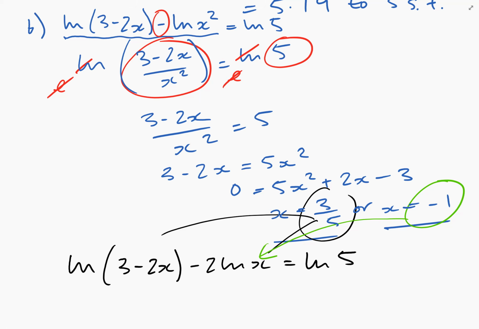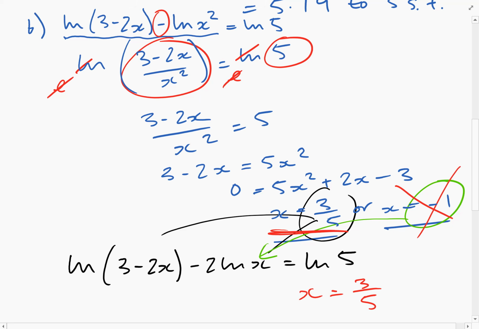So because of that, there is only one solution to this question, which is x equals 3/5. So you should just leave your final answer as x equals 3/5. Don't include the -1 in your final answer.